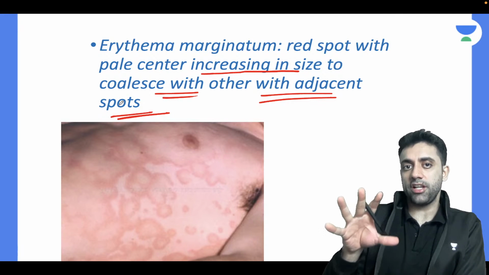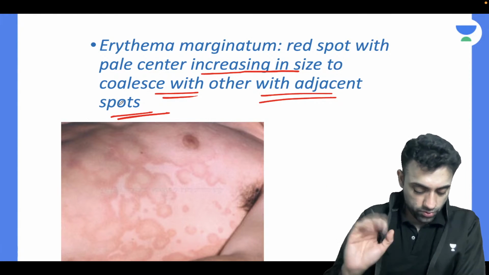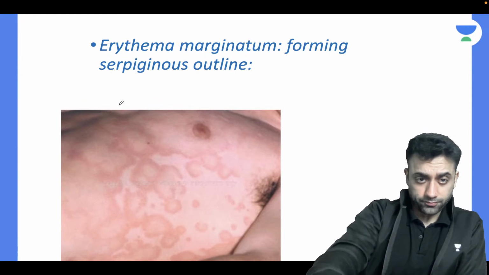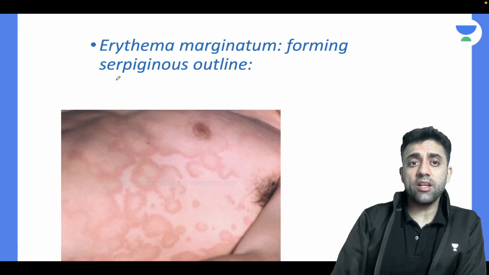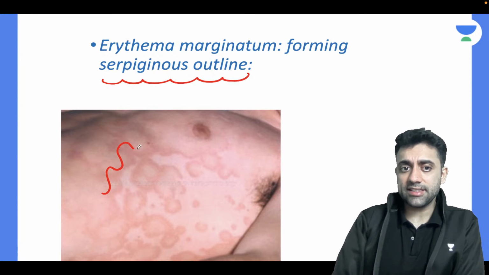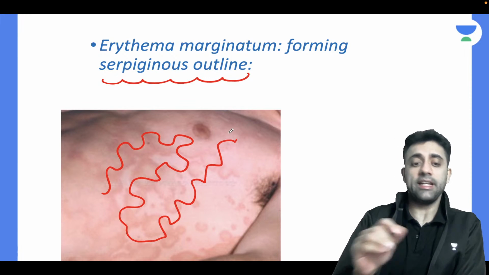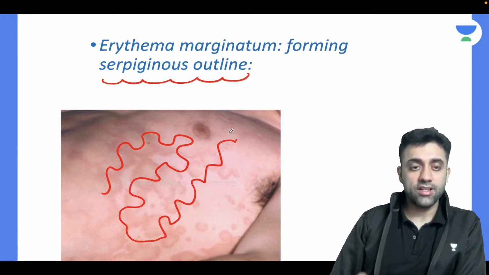Slowly, erythema marginatum increases in size and joins with the other spots also. Next, they have a serpiginous outline. They form a serpiginous outline, like a snake. Basically, the outline is like a snake.